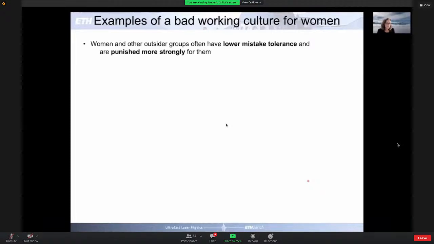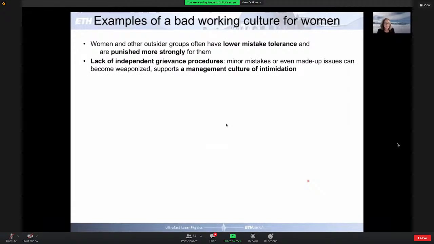Women and outsider groups often have lower mistake tolerance and are punished more strongly for them. And with the lack of independent grievance procedures, minor mistakes, or even made-up issues, become weaponized, totally blown out of proportion. I've seen so many of my male colleagues doing much worse and never being punished as much as I have seen women punished. So this supports a management culture of intimidation.